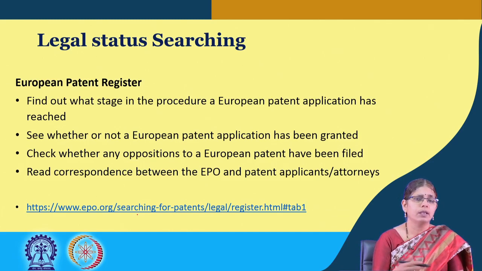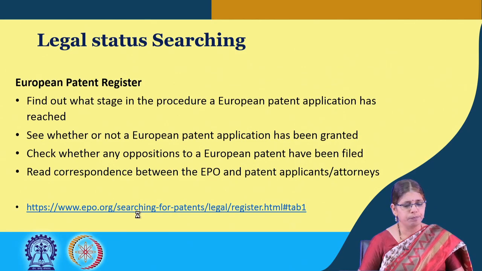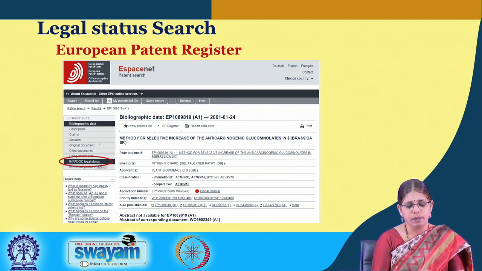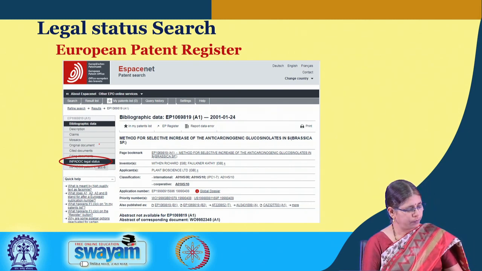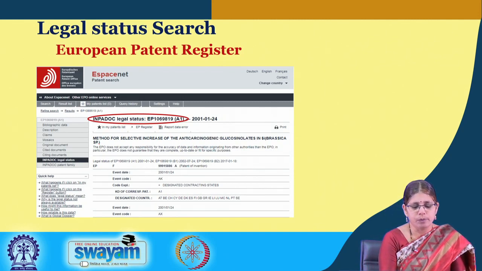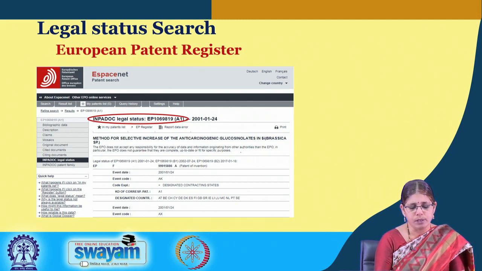So, this entire file wrapper information can also be obtained at the European Patent Register, and this is where you would look for the legal status, and that is where you can access the information in relation to the particular application. So, if you look at this particular application, which is EP 1069819, this is the detail that is available for one to look at.